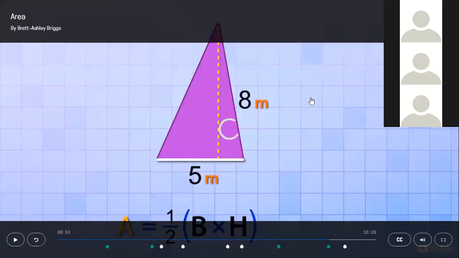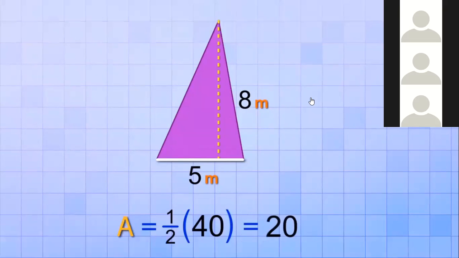Boom. There we go. So we plug those values into our formula for area, and we get area equals 1/2 of 5 times 8. 5 times 8 is 40, and 1/2 of 40 is 20. So the area of this triangle is 20 meters squared. Don't forget that the units of measurement for area will always be square units.